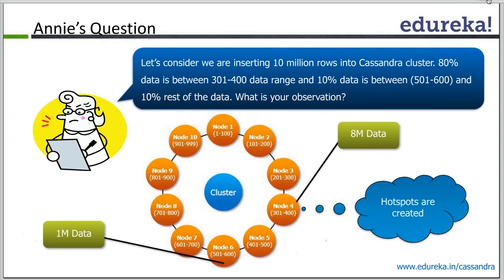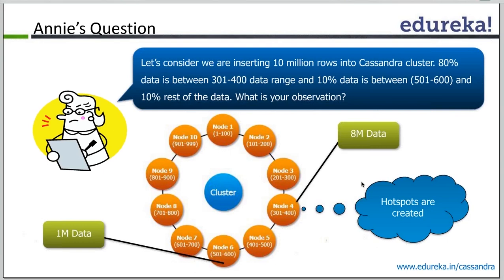Each of them has about 100 keys. Now what happens basically, so assume that you have a huge amount of data coming in, say out of your 10 million rows you write into the Cassandra cluster. Assume that data is between the 300 to 400 range, and only 10% of the data is between 500 and 600, and then 10% is the rest of the data.